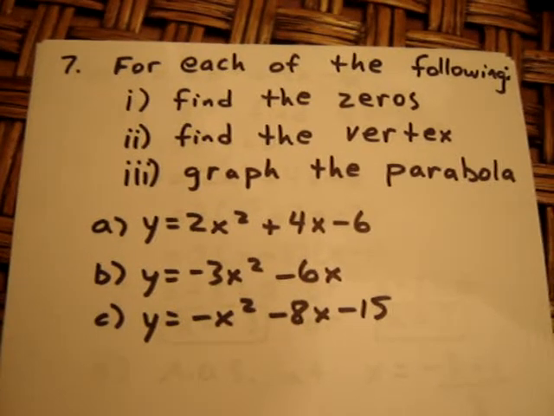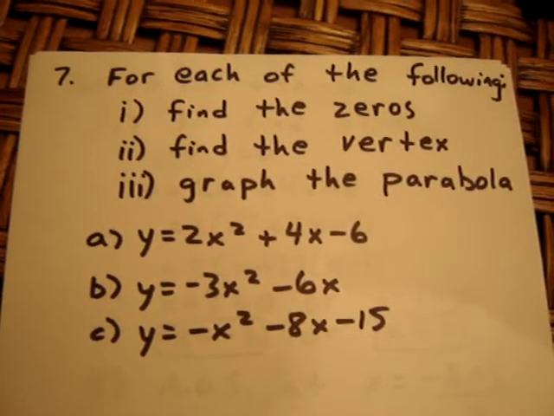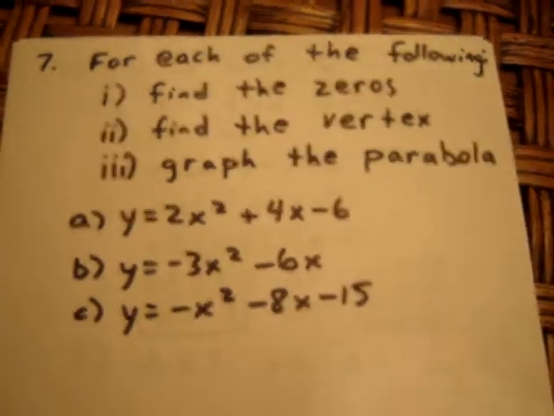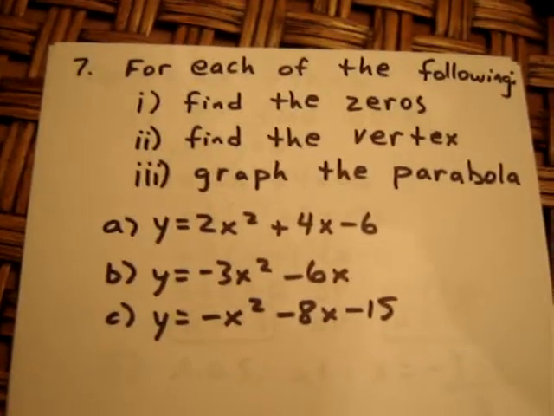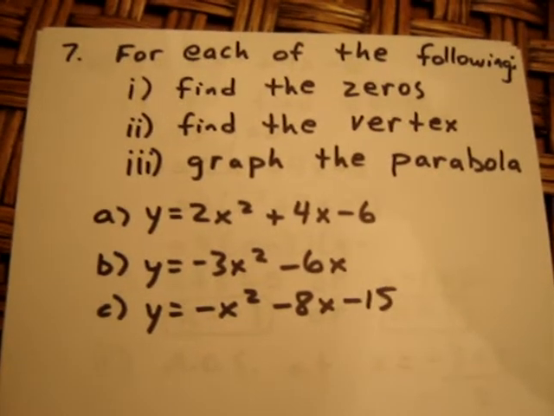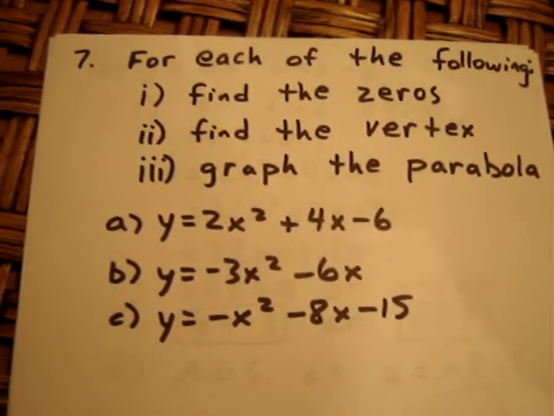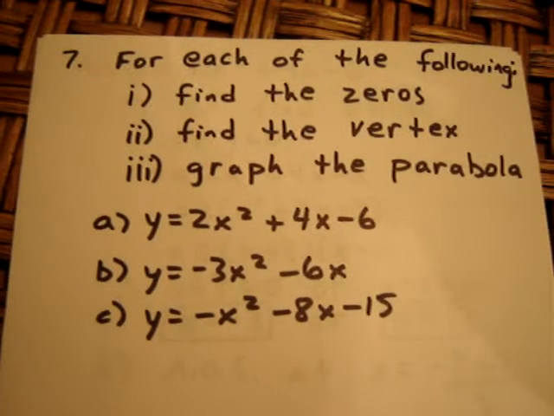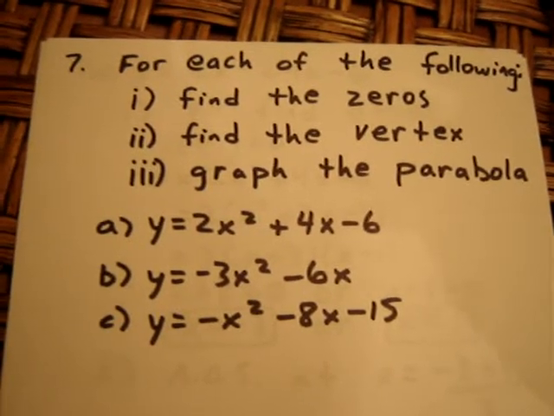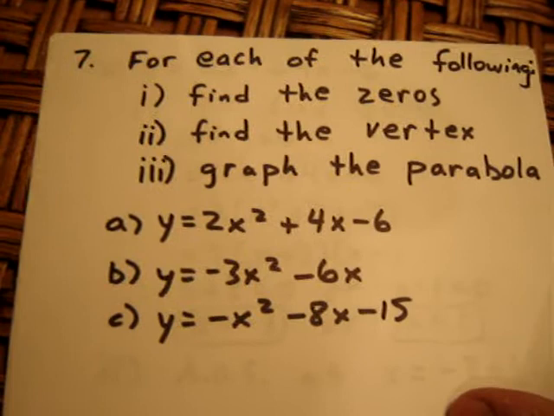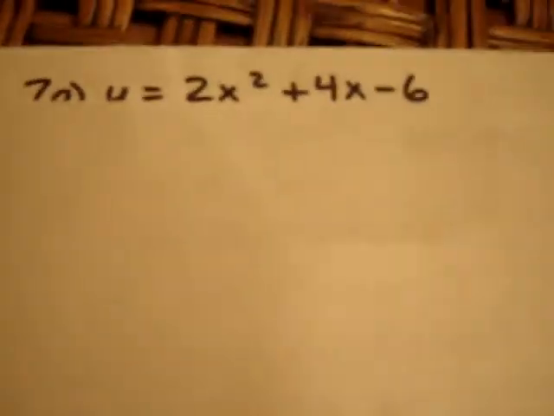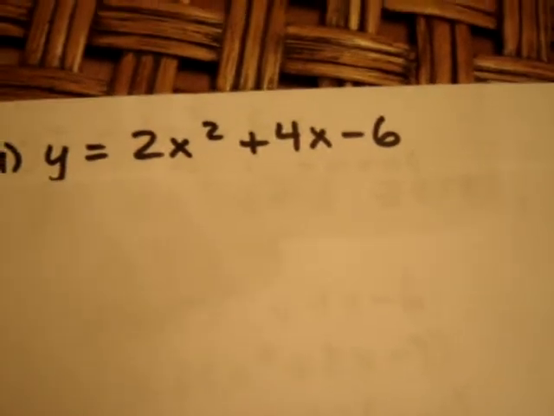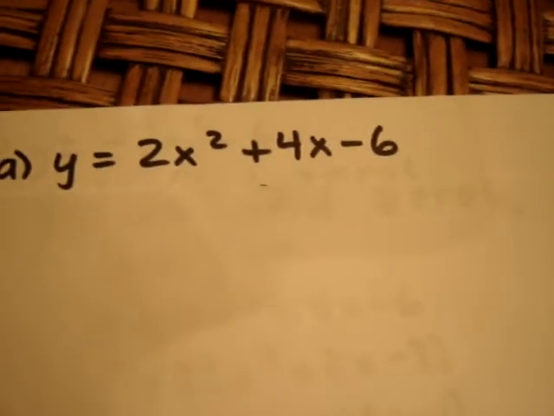Our next question is for each of the following parabolas to find the zeros, to find the vertex, then to graph the parabola. And we find it's often convenient to do things in that exact order. This is kind of a way of putting together a lot that we've learned in this section. So, we'll start with the first question, our parabola. y equals 2x squared plus 4x minus 6.